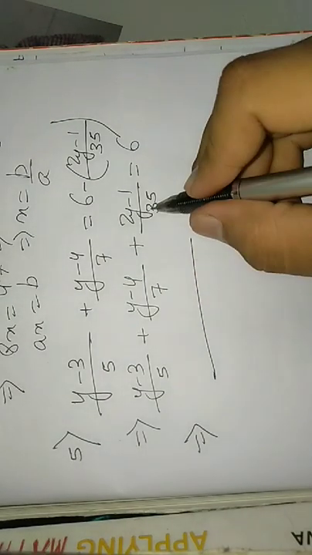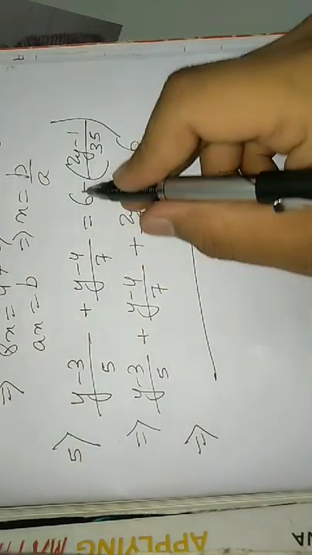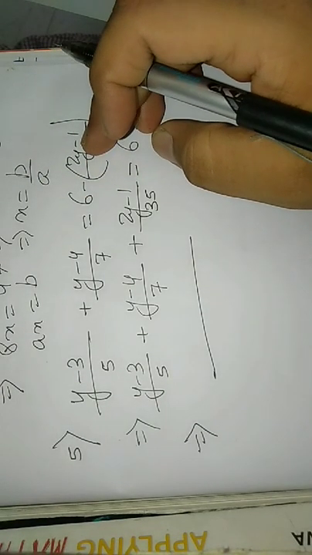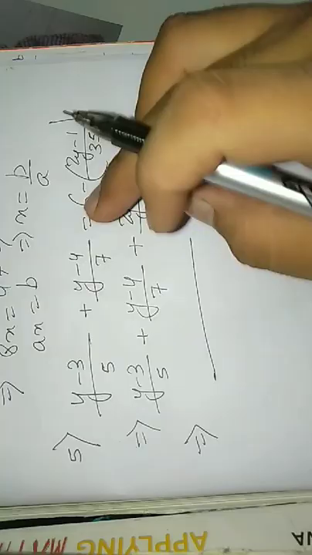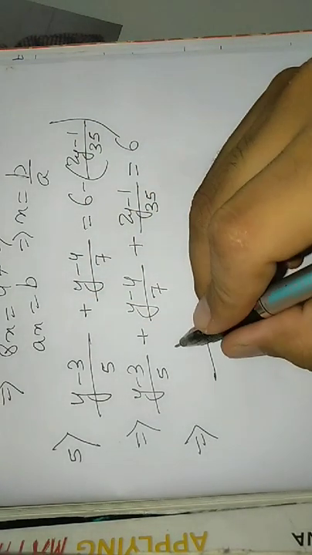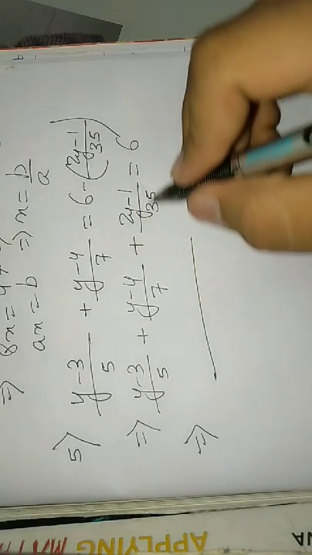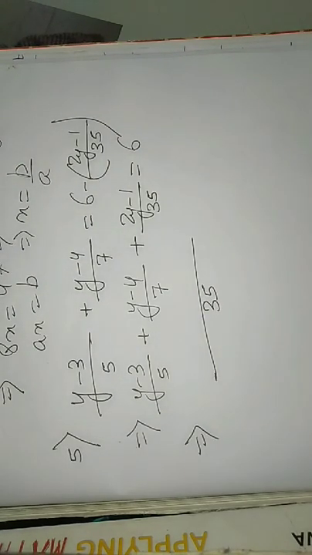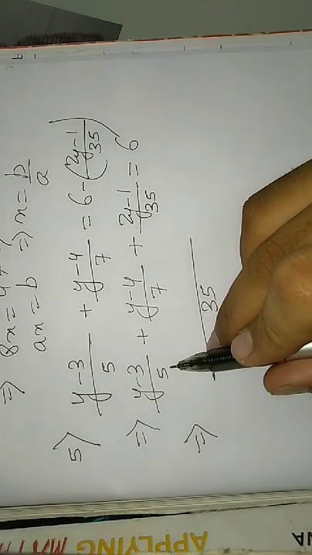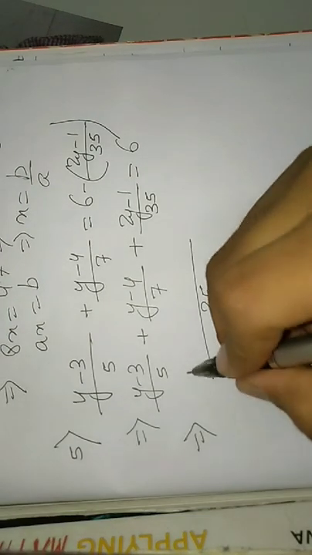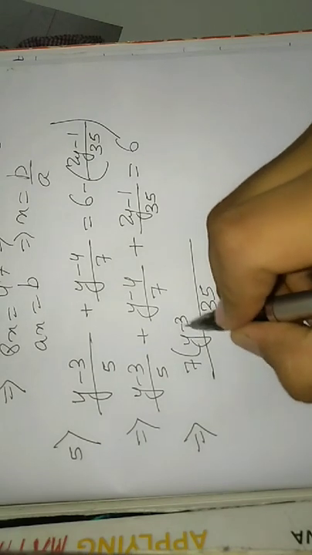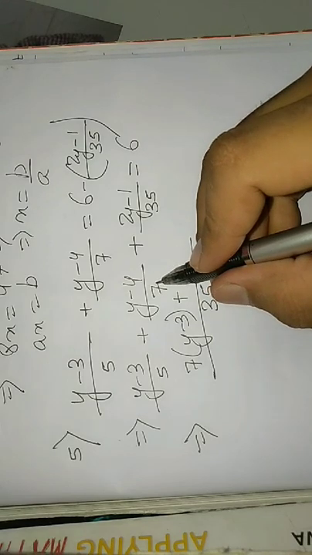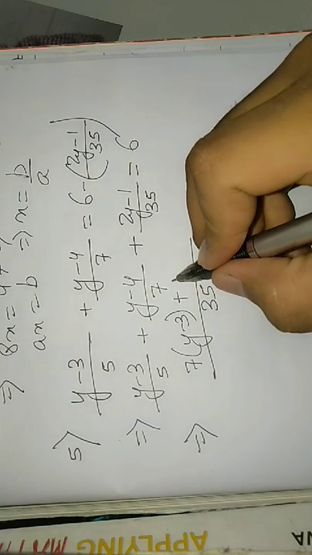At a time you will take the LCM of all three. Had you not transposed it, you would have had to take the LCM over here and here separately. So 5 sevens are 35. Okay, you see, 35 can be the LCM, right? LCM is 35. 35 divided by 5 gives you 7, 7 into (y minus 3), plus 35 divided by 7 gives you 5, 5 into (y minus 4), right?